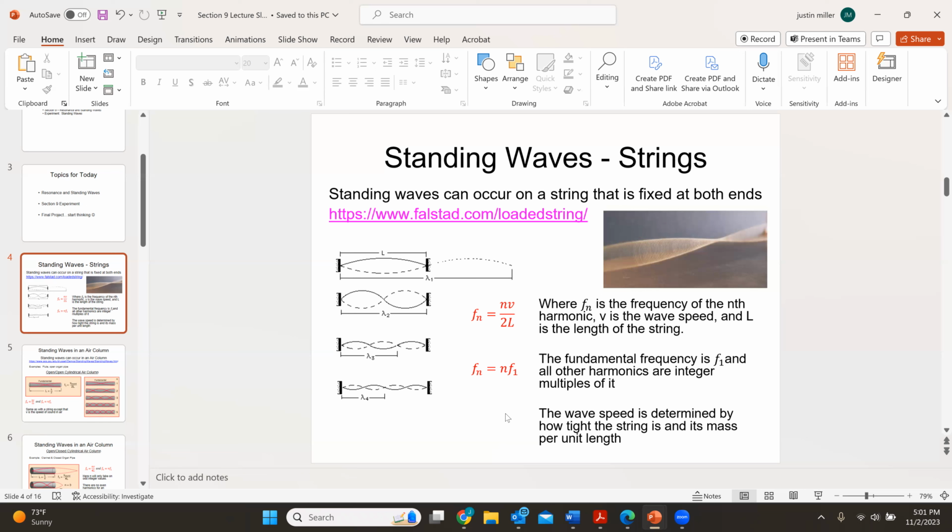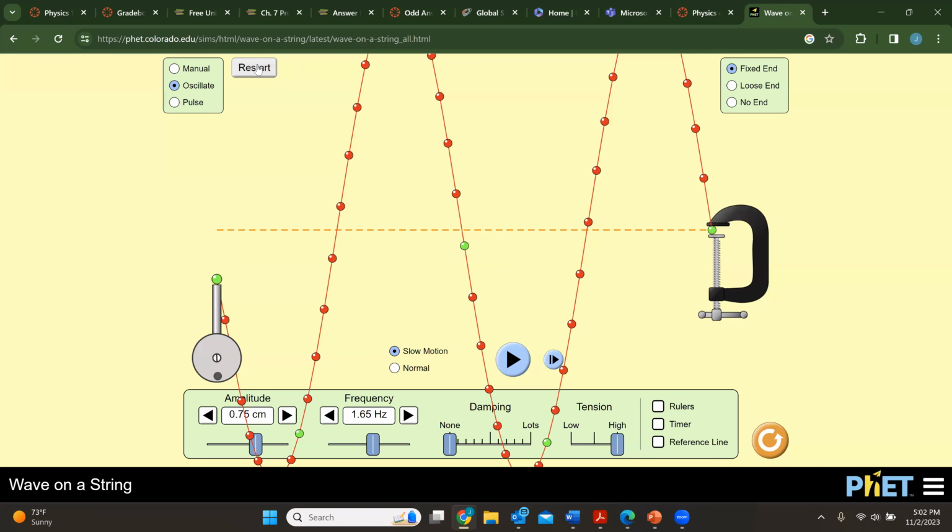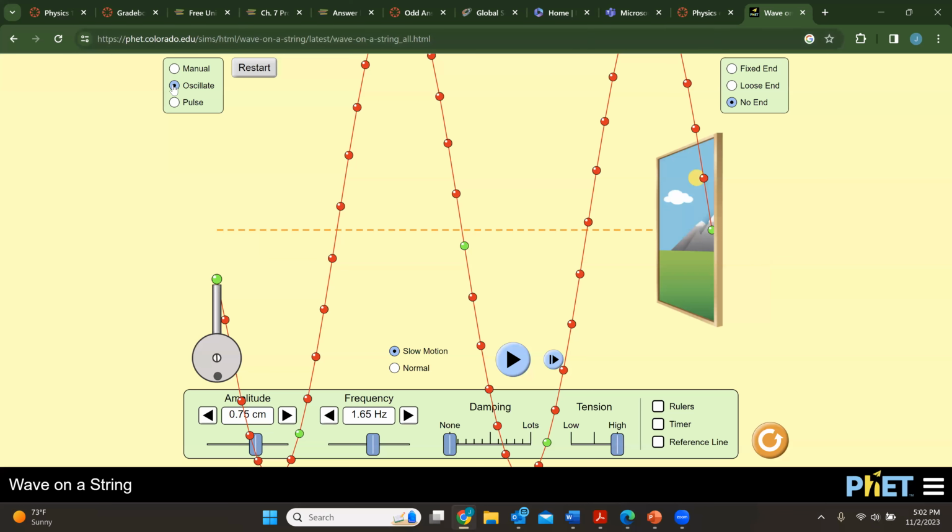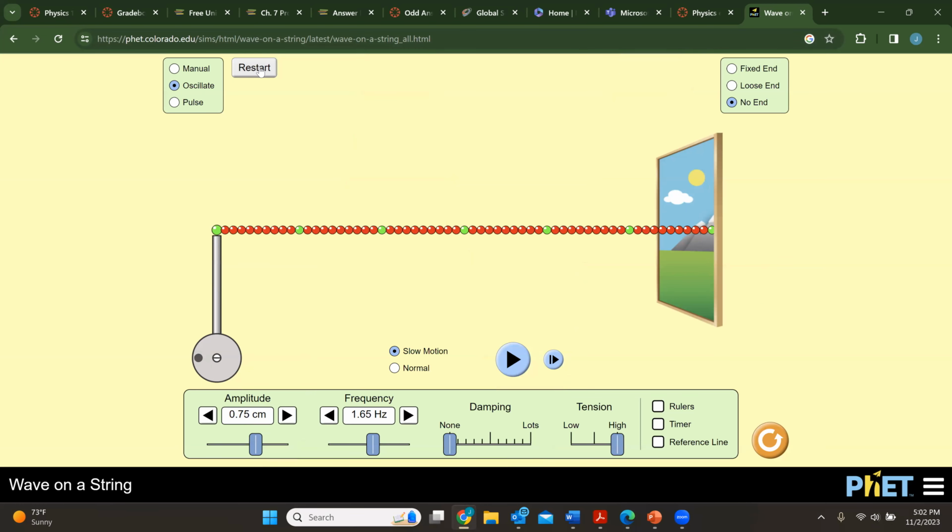When we look at air columns, which is coming next, then we know that the speed of the wave is the speed of sound. So if we went back really quick to this, I want to restart it.